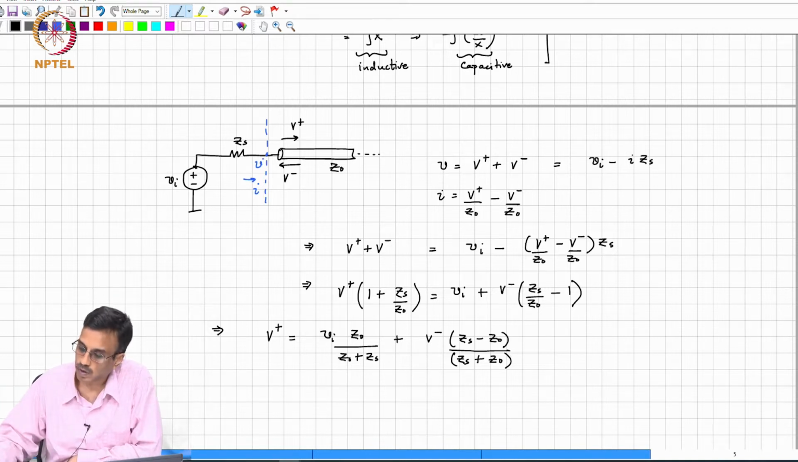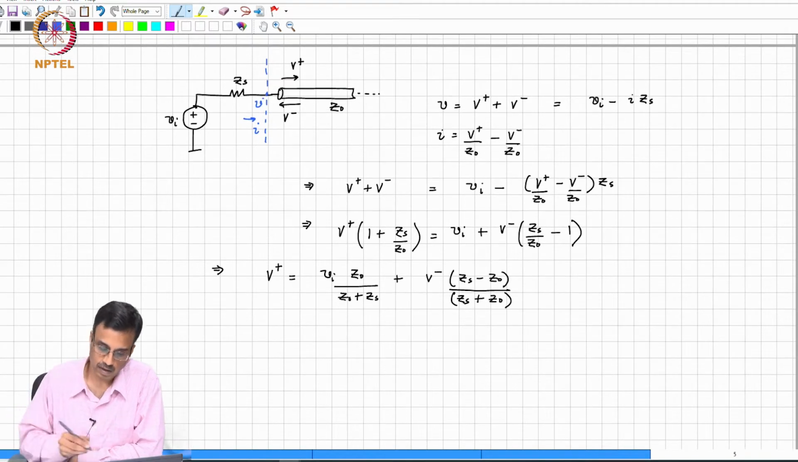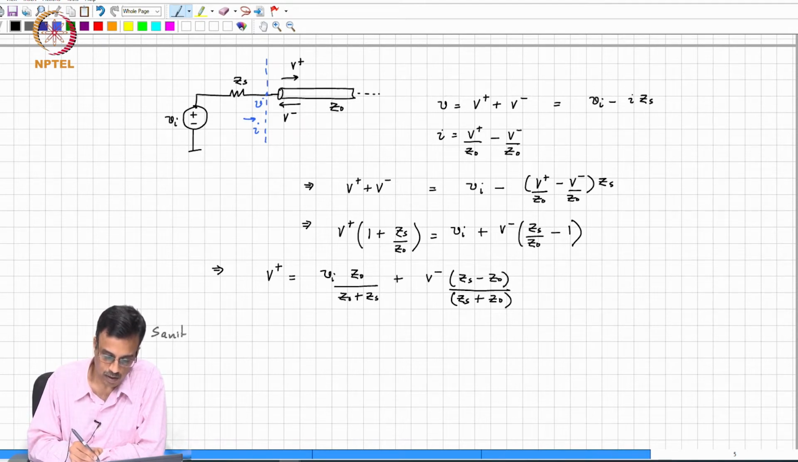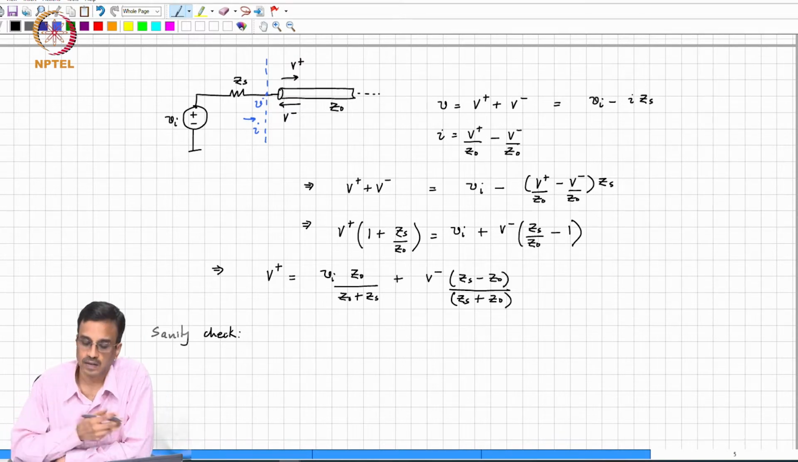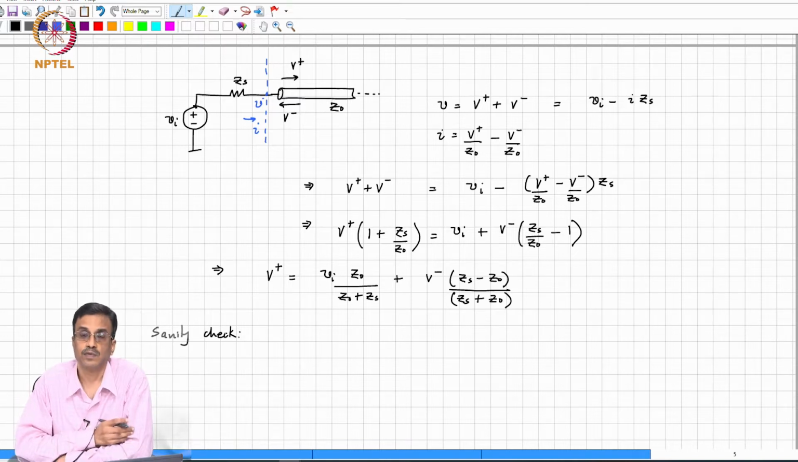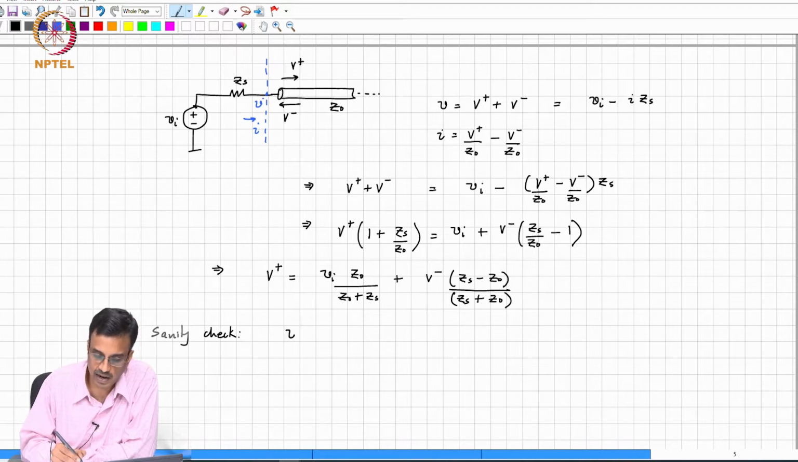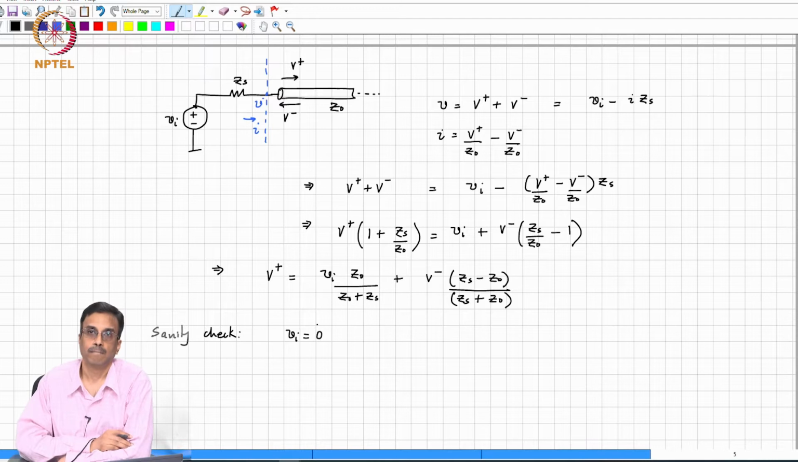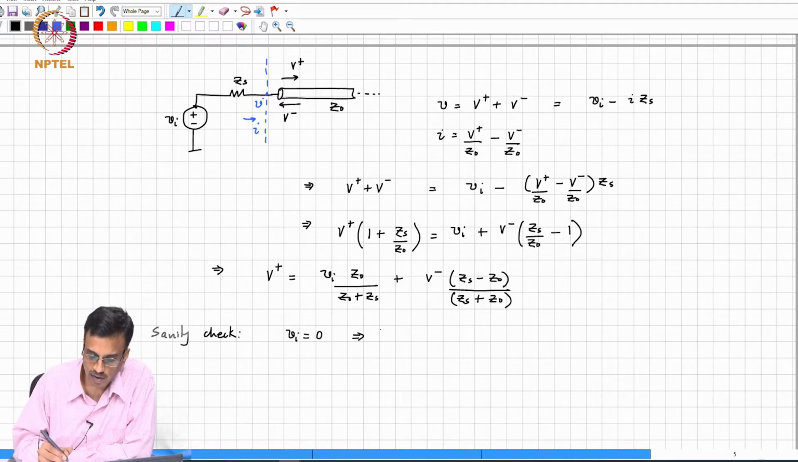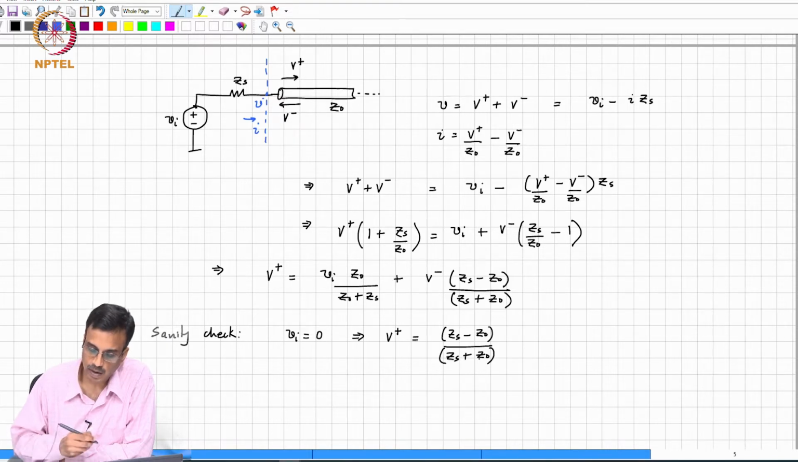Okay, so let's do some sanity check. One thing is to say, well, this equation comes out of the math, right? So an obvious thing that we should ask is, why does this make intuitive sense? So sanity check, we set Vi to 0. All right. If Vi is 0, V plus is simply Zs minus Z naught by Zs plus Z naught times V minus.